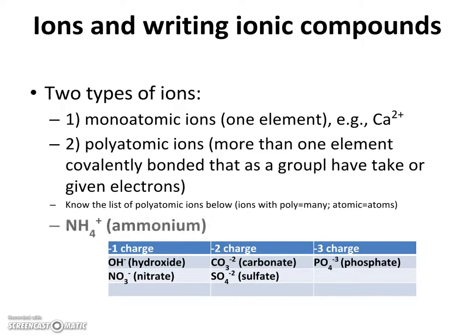So the first one is ammonium, and that has 1 nitrogen, 4 hydrogens, and it has a +1 charge. The -1 charge is hydroxide, that's OH -1. Nitrate is NO3 -1. The -2 charge polyatomic ions are carbonate, which is CO3 with a -2 charge, and SO4 with a -2 charge is sulfate. And the polyatomic with a -3 charge is phosphate, and phosphate is PO4.